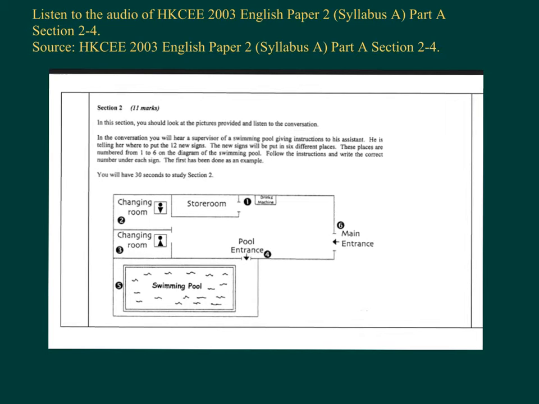There's one here with a football on it. What does that mean? Well, obviously it means no ball games. Stick it next to the swimming pool.